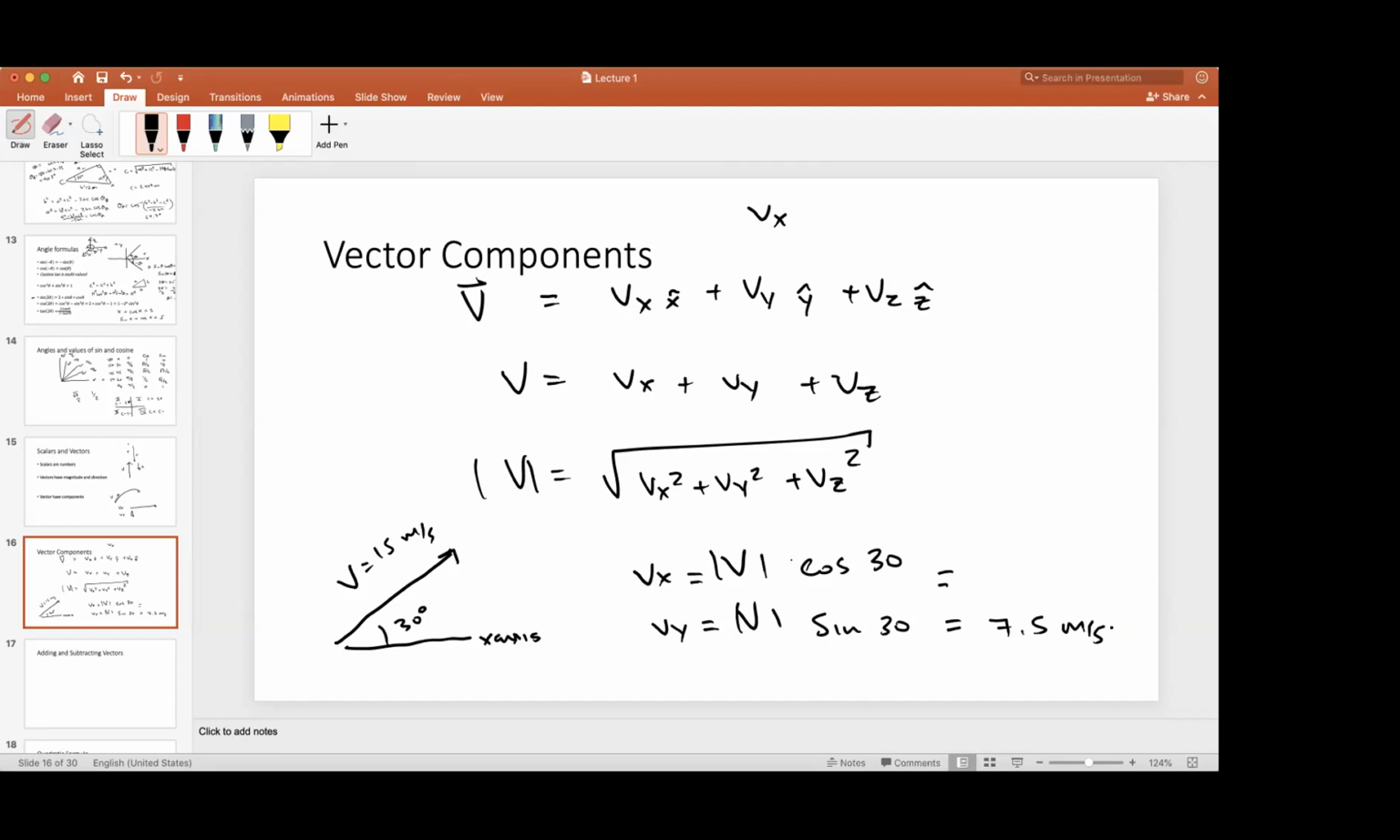But I'm pretty sure I'm right. And then 15 cosine of 30 is about 13 meters per second. Okay, so we have the x velocity and the y velocity, and then we can treat them separately. We can do different things with them.